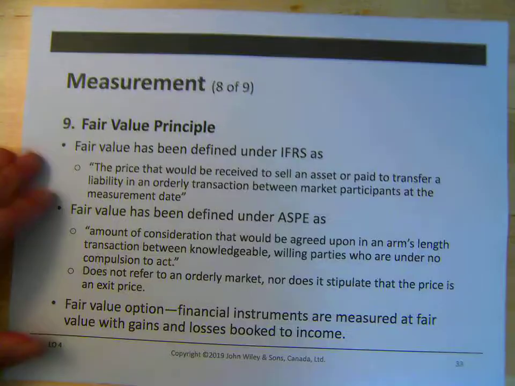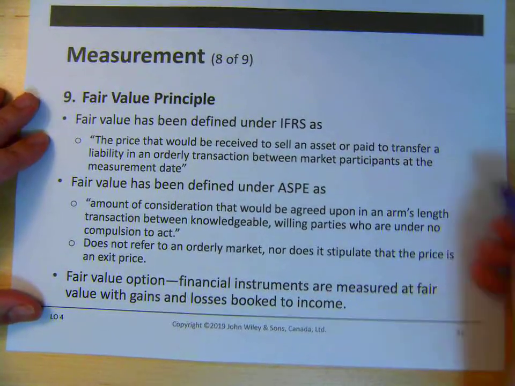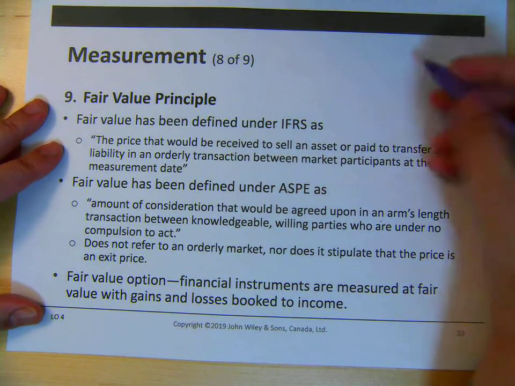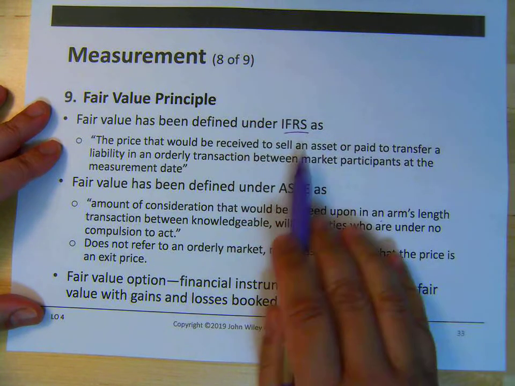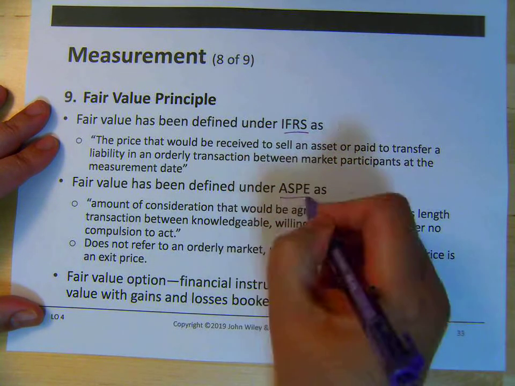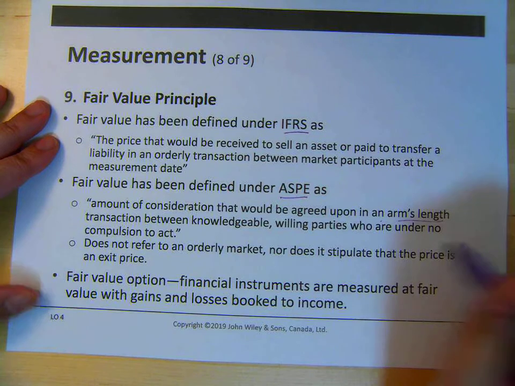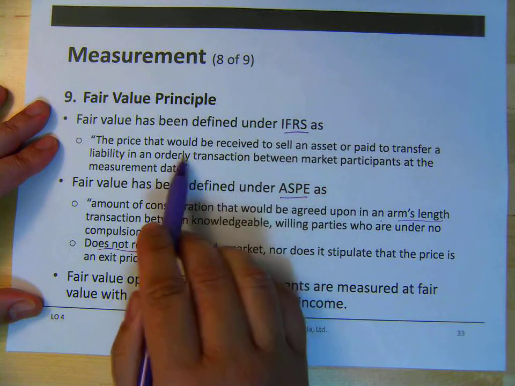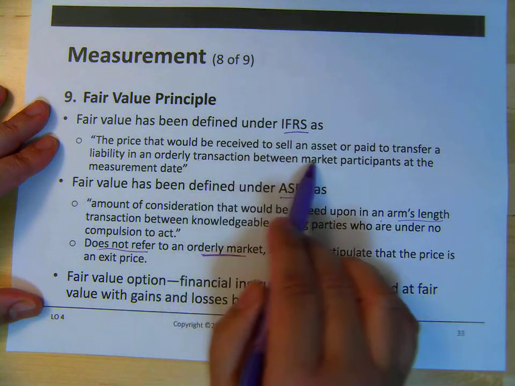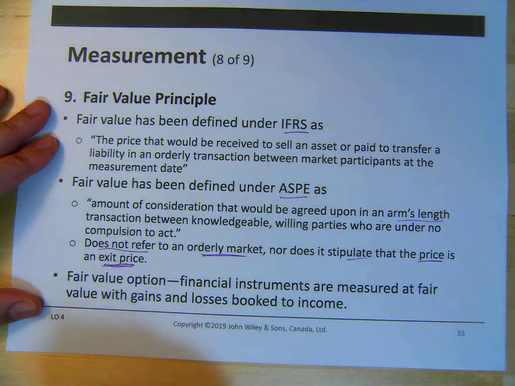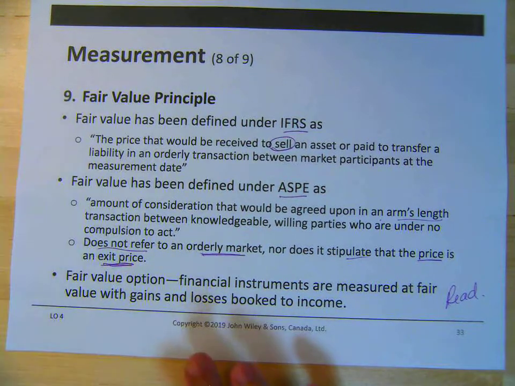Now, the fair value principle, defined slightly differently under IFRS and ASPE. So IFRS: the price received to sell an asset or to transfer a liability. Fair value under ASPE would be the amount agreed upon in an arm's length transaction. It does not refer to an orderly market like IFRS does, nor does it stipulate the price is an exit price. So to sell, that would be exiting. So again, just read through that.